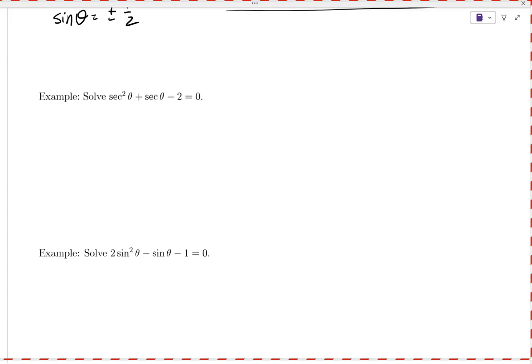Right? Instead of writing that as secant squared theta plus secant theta minus 2 equals 0, if that were x squared plus x minus 2 equals 0, what would you do to solve? If you had x squared plus x minus 2 instead, what would you do? Factor, right? That dirty 6-letter F word, right? Factor. Right?